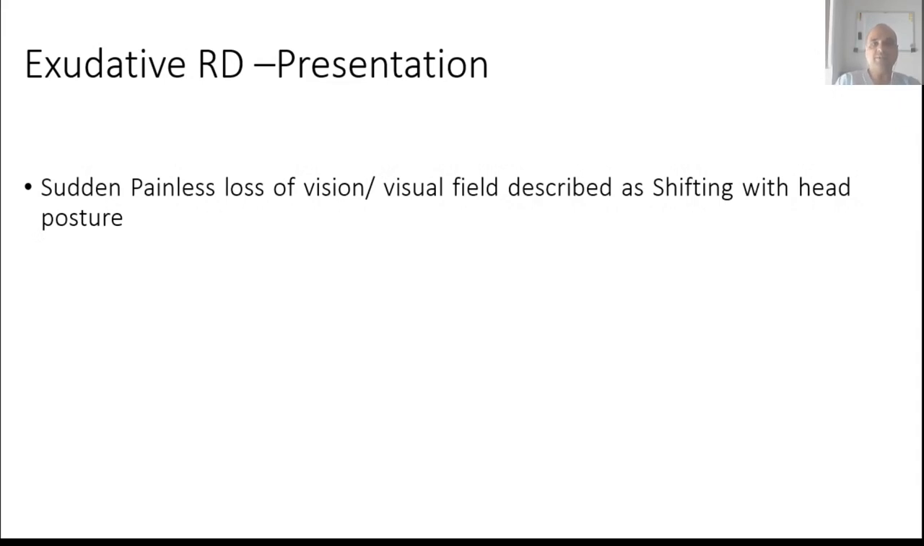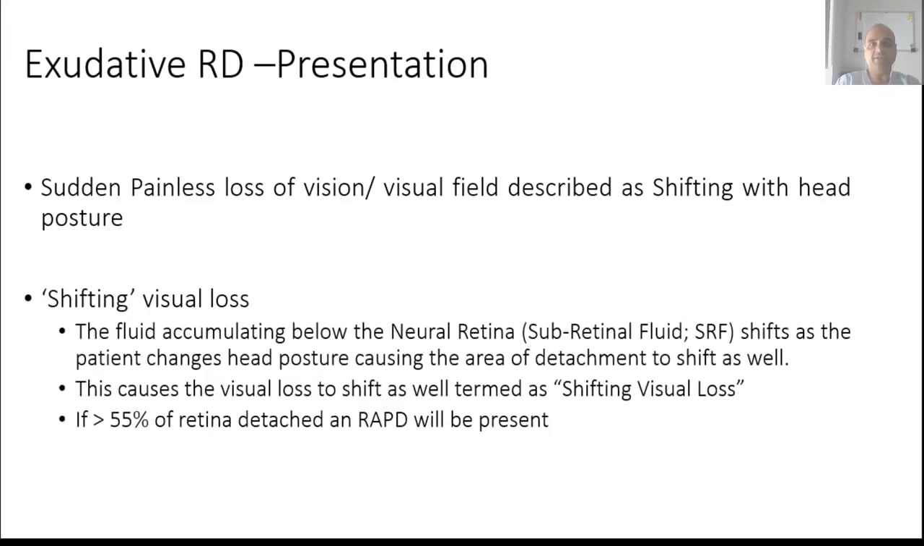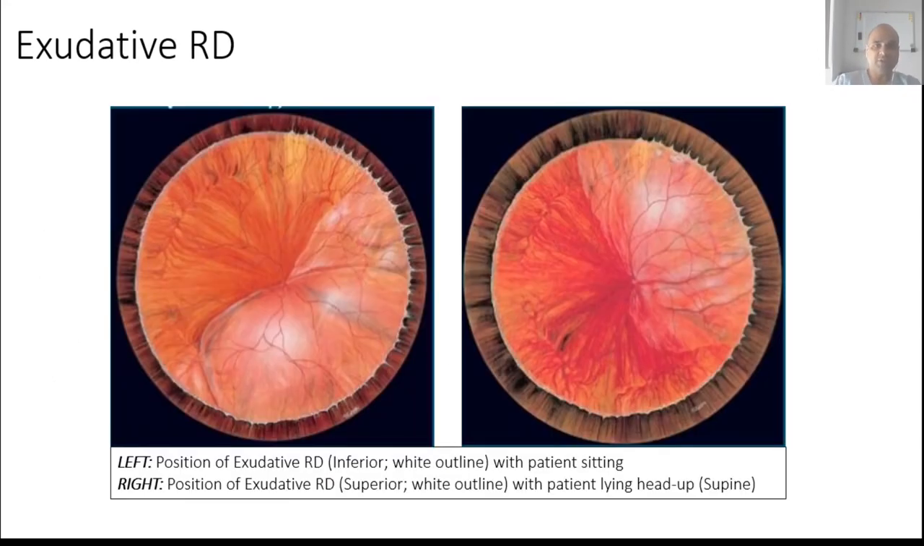So the patient is going to present with sudden painless loss of vision or visual field, and this is now shifting, as I just described before. And again, if at any one time more than 55% of the retina remains detached, you will get an RAPD. So this is a picture. These are not real retinas. When the patient is sitting down, the fluid is in this area causing an inferior RD. But when the patient is lying supine, head up, the fluid has moved into a more superior position, causing a superior RD.